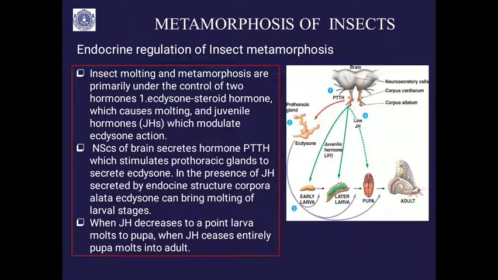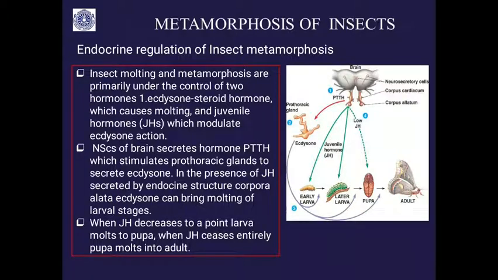So what is the regulation of this metamorphosis? It is endocrine regulation. You know the endocrine glands in our body, the pituitary and thyroid. The thyroid controls growth, and you have studied the pituitary hormones in lower classes. A similar type you will find here also. Insect molting and metamorphosis are under the control of two hormones: the steroid hormone ecdysone, which is secreted by the prothoracic glands, and another, the juvenile hormone.